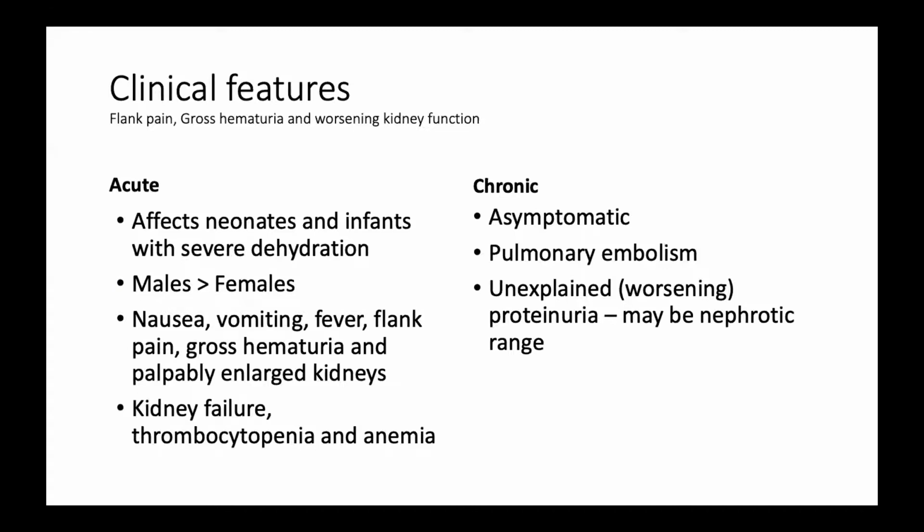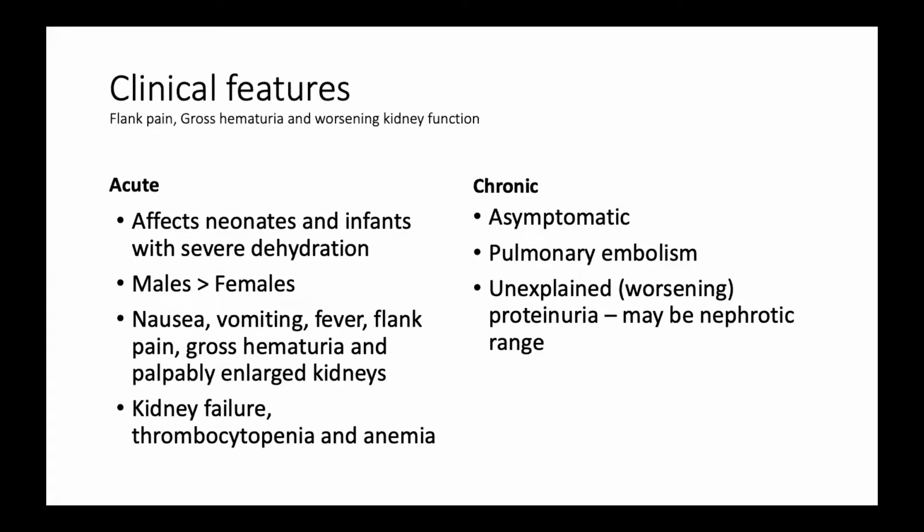And coming to clinical features of renal vein thrombosis, classically what is described is the triad of flank pain, gross hematuria, and worsening kidney function. But this tends to occur only in a minority of patients, and most of the patients with nephrotic syndrome will present with chronic asymptomatic renal vein thrombosis, which may be detected only on evaluation of pulmonary embolism, or if the patient has unexplained worsening of proteinuria.